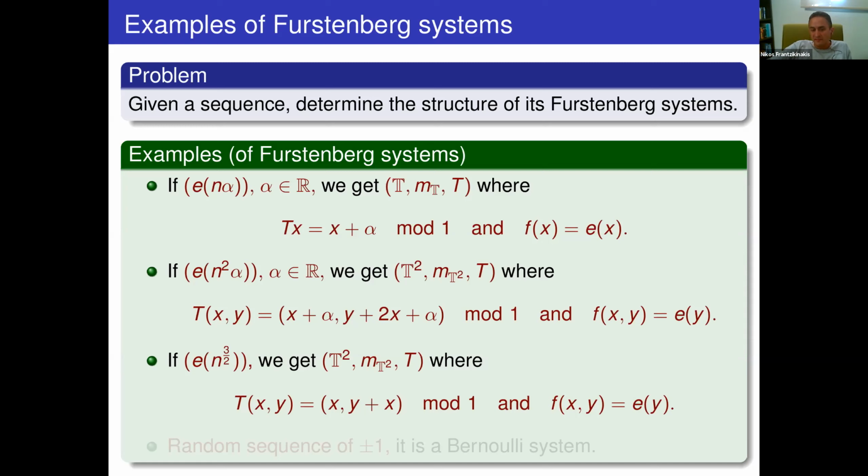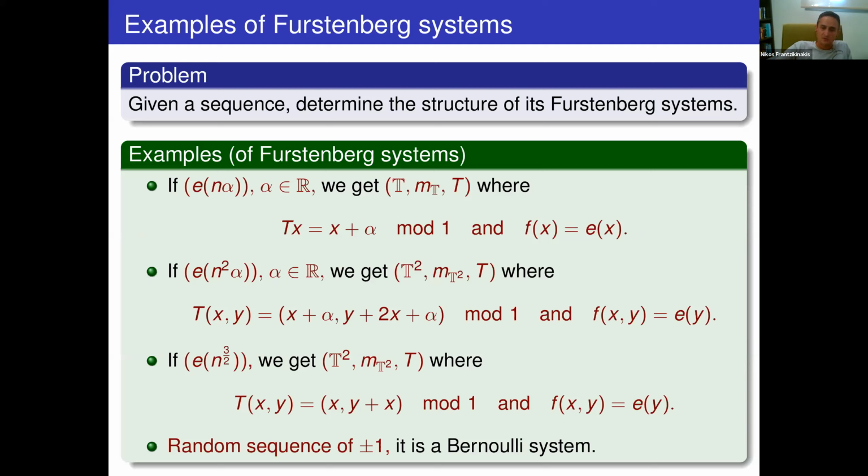So, if these are all structured systems, how about a random one? If you take a random sequence of plus minus 1, then almost surely, as a consequence of the law of large numbers, the Furstenberg system that you will get is what we call a Bernoulli system. These are the most random systems, coin flips in ergodic theory. Basically, you have a measure on the sequence space, which is the product measure. So when we say Bernoulli system, it is the most random system you could possibly have. Okay, so these are some examples.